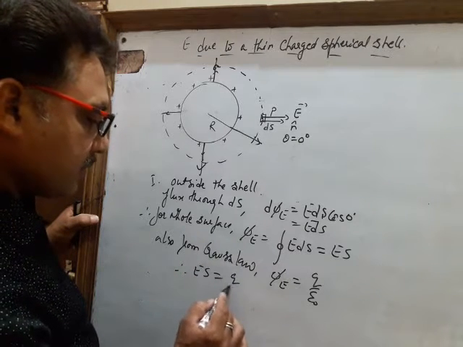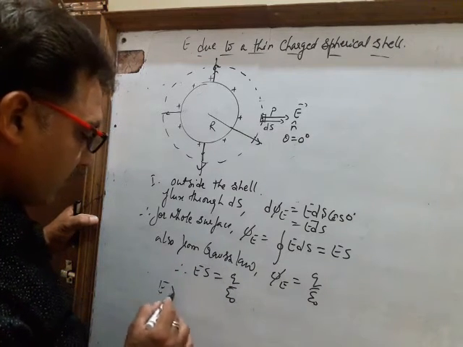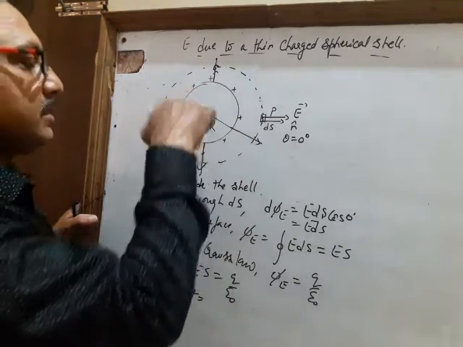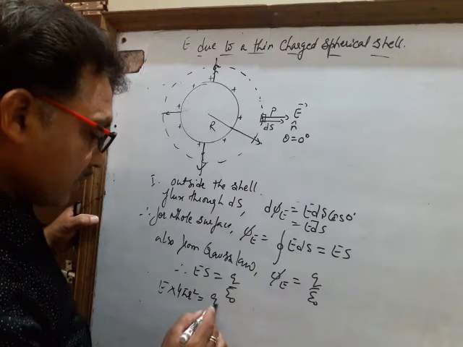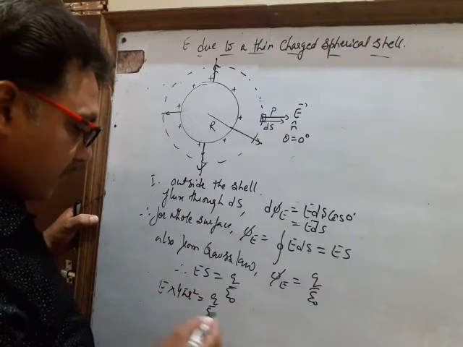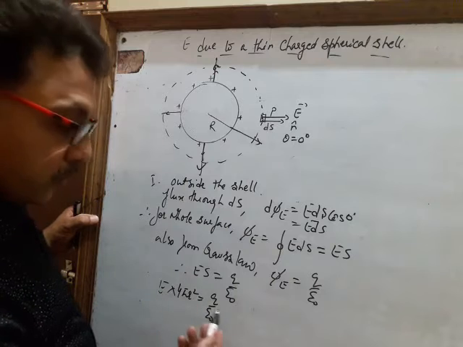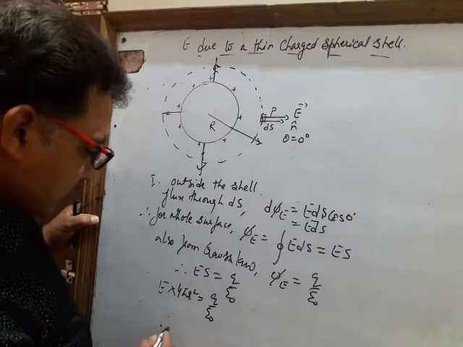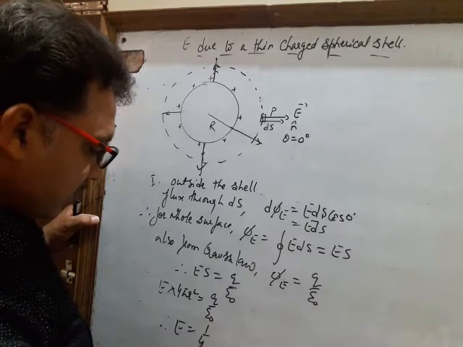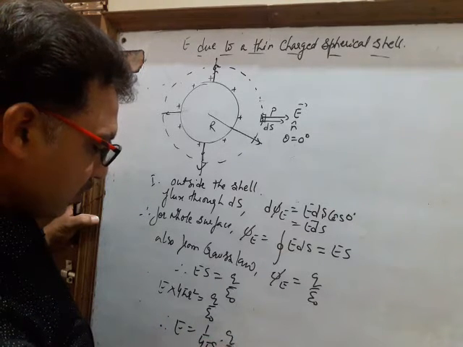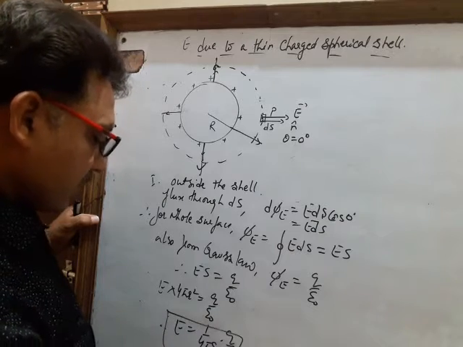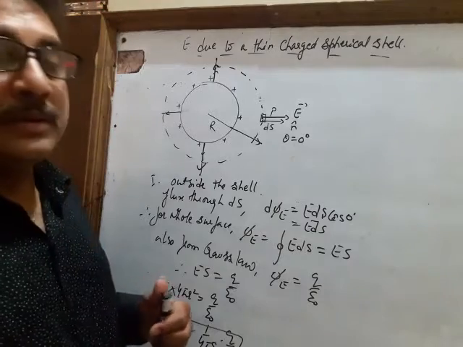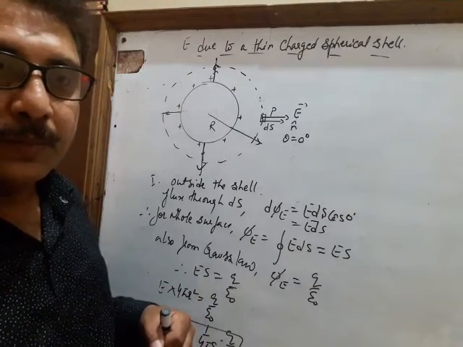Therefore equating both, what is S? The surface area of the sphere, 4 pi r square. This is equal to q by epsilon naught. E into 4 pi r square equal to q upon epsilon naught, therefore you get E equal to 1 by 4 pi epsilon naught q upon r square. And this is the formula I hope you remember.